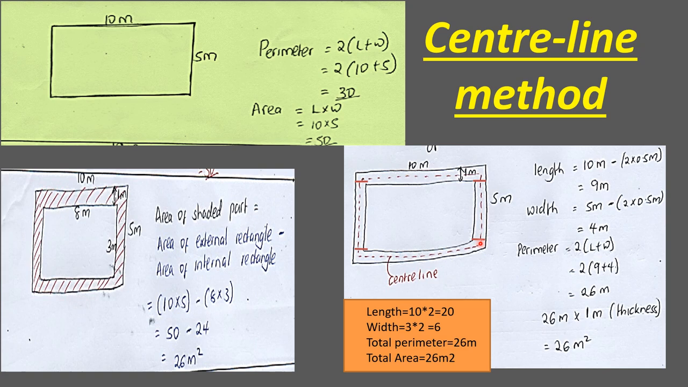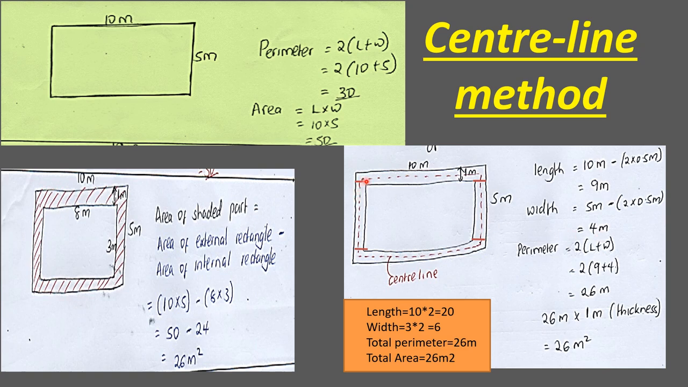So to find the centreline, we shall take the length, which is 10 meters. 10 meters is the external. So we are coming inside by half a meter, by half a meter. 2 times half a meter. So the total length shall be 10 minus 1 meter, which is 9 meters. We go to width. Width is 5 meters. We are coming inside by half a meter, half a meter. 2 times half a meter, 1 meter. So 5 meters minus 1 meter, 4 meters.